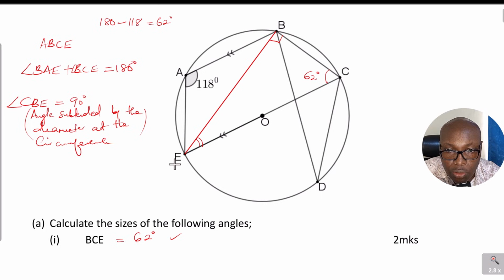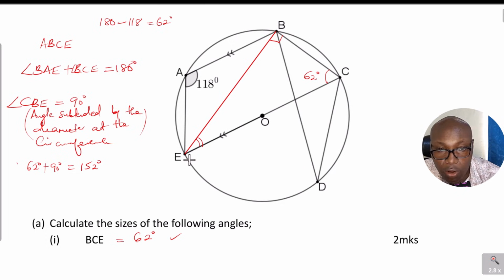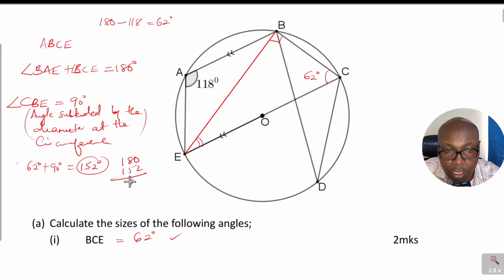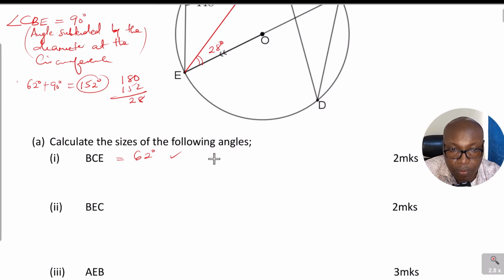So now having that, you can consider triangle BCE. In triangle BCE, you have 62 degrees and you have 90. That will give a sum of 152. And you know that in this triangle CBE, the sum of angles in a triangle should be 180. So what is remaining? To make 180, you simply take 180, subtract 152, and that will give 28 degrees. So this angle is 28 degrees. So that is BEC, 28 degrees.